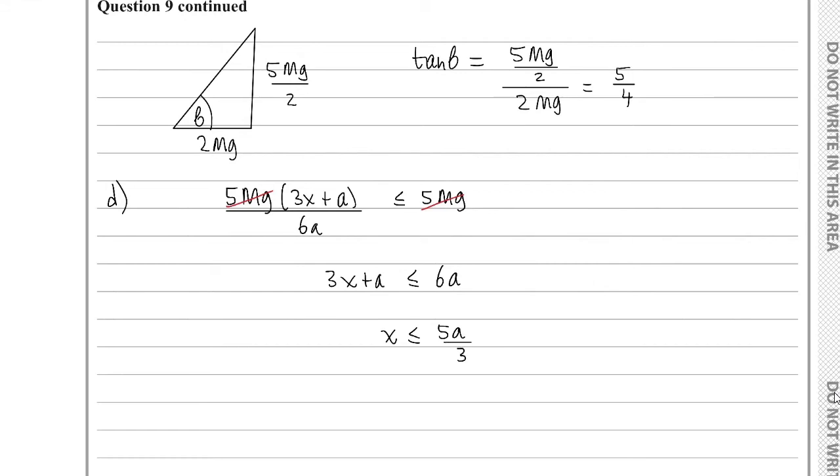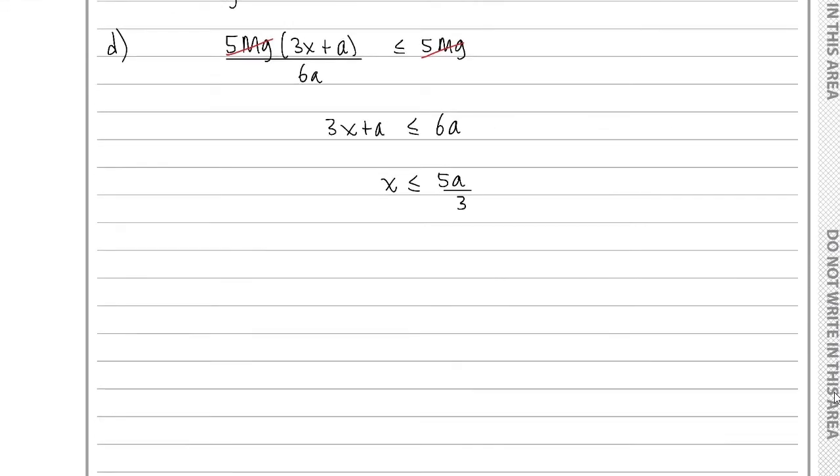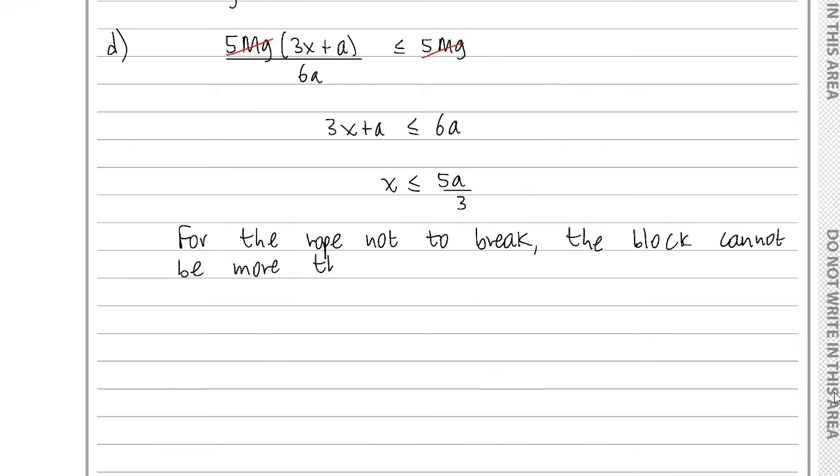Remember that a is fixed, we only control x, and we conclude that for the rope not to break, the block cannot be more than 5a over 3 from a. So that was the last part of question 9.